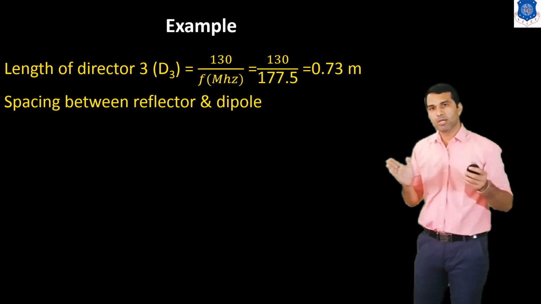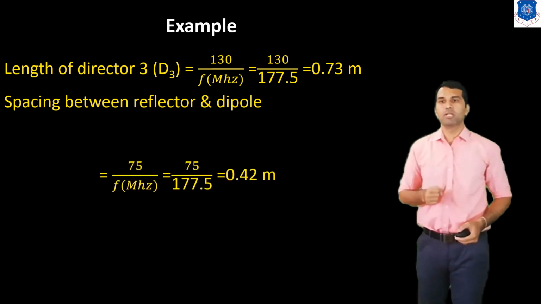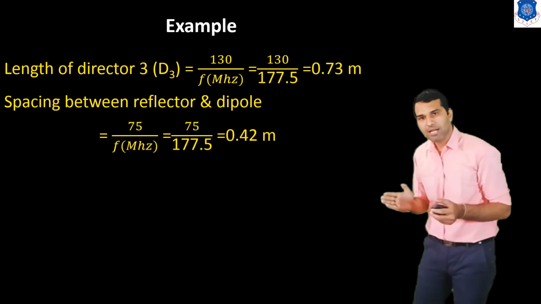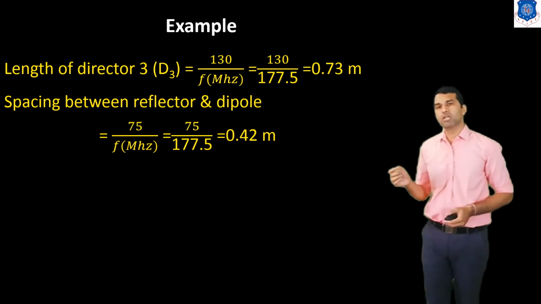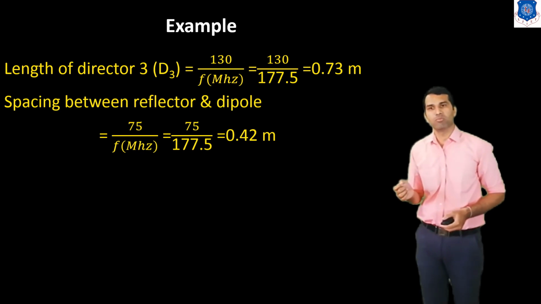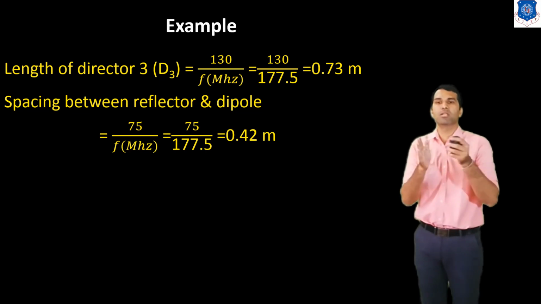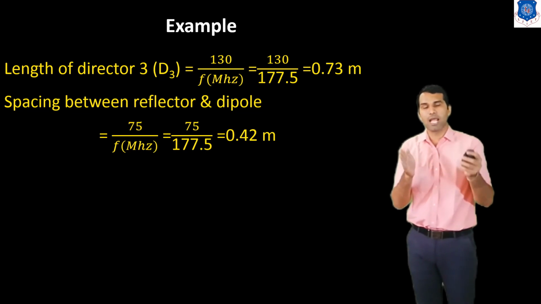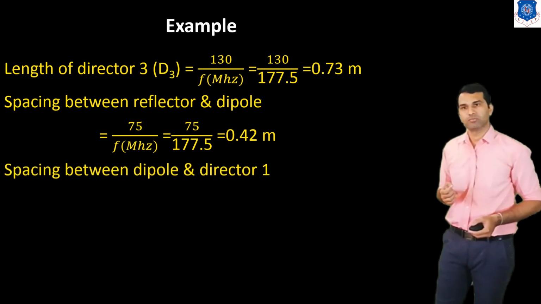Now we have calculated the lengths of the directors, driver element and reflector. Now we calculate the spacing between the reflector and the dipole. So we have this equation, 75 upon frequency, and we have 177.5. So we get the spacing between the reflector and the driver element, that means the dipole, as 0.42 meter.